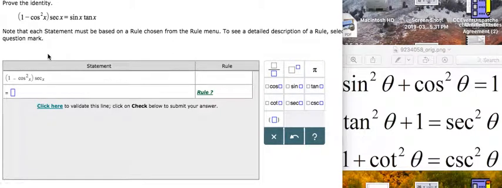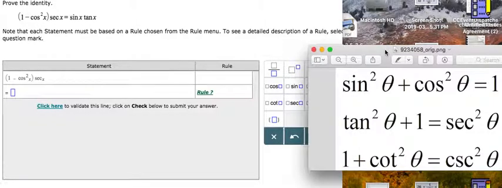Going to prove this identity: parentheses 1 minus cosine squared x, times secant x, equals sine x tangent x. Okay. First thing I'm seeing with this proof is on the left side, if I see a 1 and then a plus or minus a trig function being squared, like cosine squared, that makes me think of these identities over here to the right side. Okay, that's really the first identity.